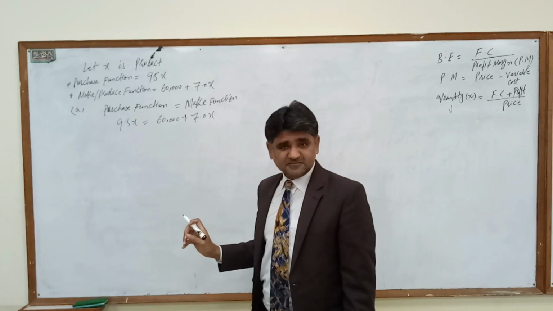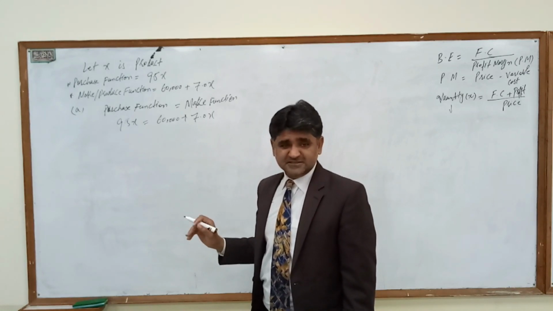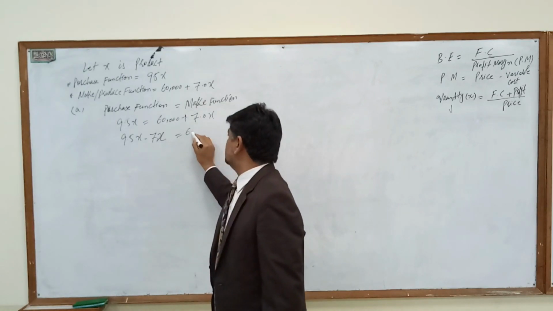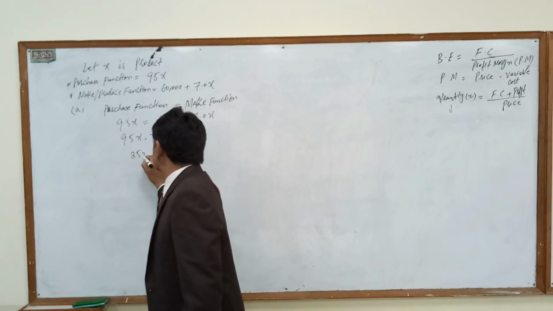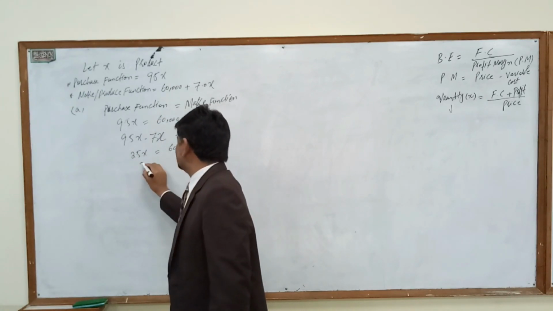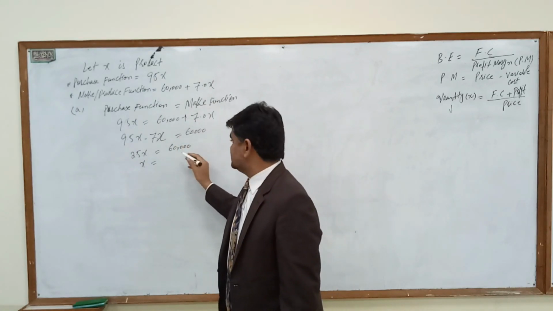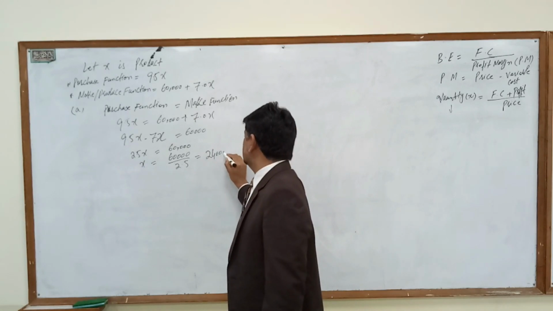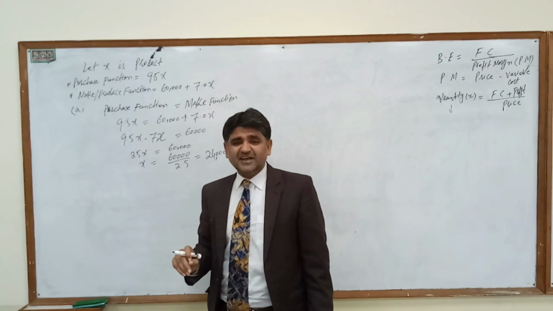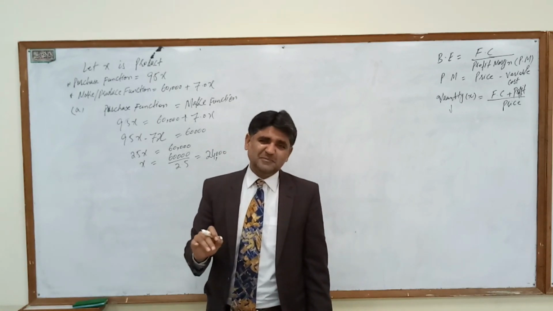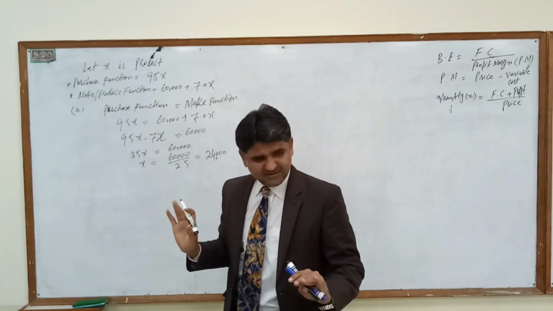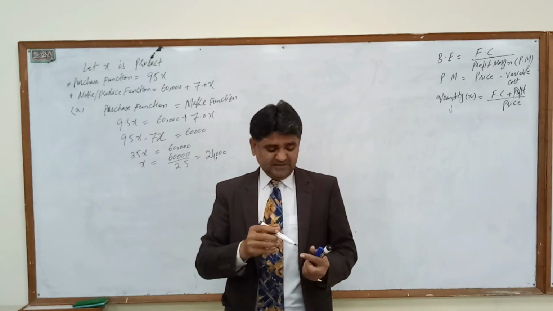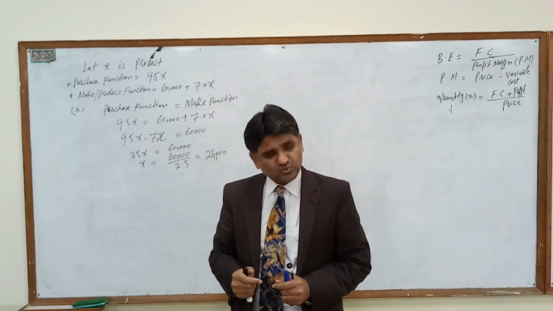First degree equation. Shift the variable to one side, constant to the other side. So 9.5x minus 7x is equal to 60,000. 2.5x is equal to 60,000. So x is equal to 60,000 divided by 2.5, which is equal to 24,000. 24,000 is the number of units. Either they can purchase or make. Clear? In part A, we have to determine what quantity can be there if make and purchase costs are equal.